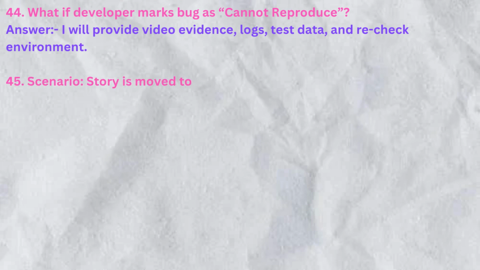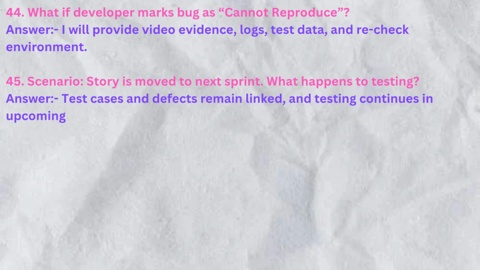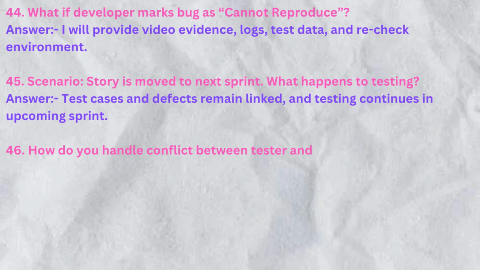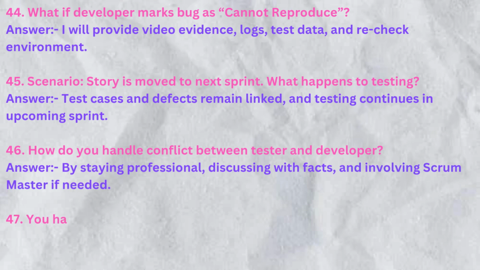Question 45. Scenario. Story is moved to next sprint. What happens to testing? Answer. Test cases and defects remain linked, and testing continues in upcoming sprint. Question 46. How do you handle conflict between tester and developer? Answer. By staying professional, discussing with facts, and involving Scrum Master if needed.